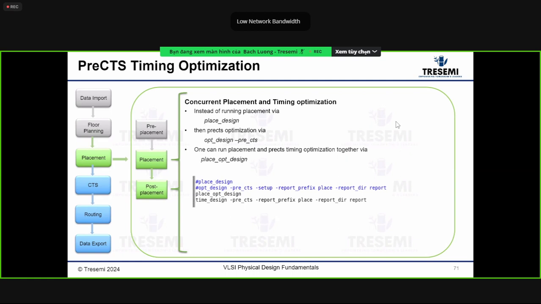Why do I have this? Concurrent placement. Okay, so place design and opt design are two separate steps. But there is a step called concurrent placement and pre-CTS together, called the place_opt_design one command. Anyway, in the lab you can play with that. I think in the lab I have two separate steps, but if you want to play with it, instead of these two commands you can just run place_opt_design, and it will do the same thing. Yeah, it's just an FYI, for your information.